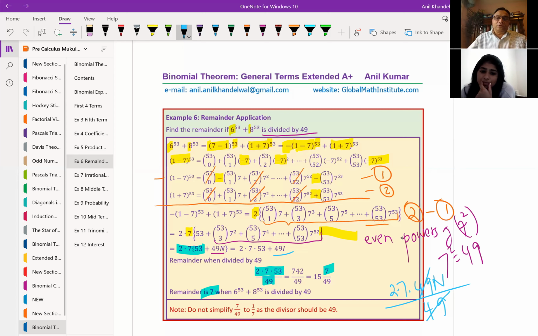So that is what we do. But you should also see one more thing here, which is that sometimes students will simplify 7 over 49, write it as 1 over 7, and they may report 1 as the remainder. Well, 1 is the remainder when you divide by 7, not by 49. So don't simplify this part, okay? Imagine doing all that working and then getting the answer wrong.